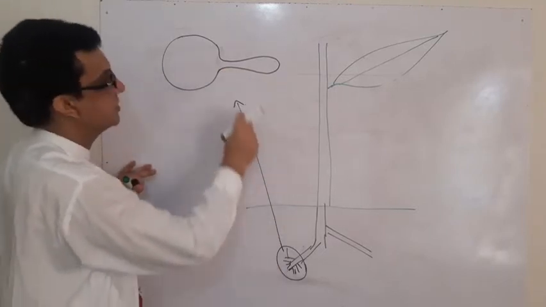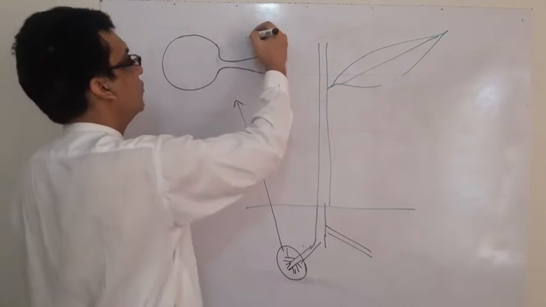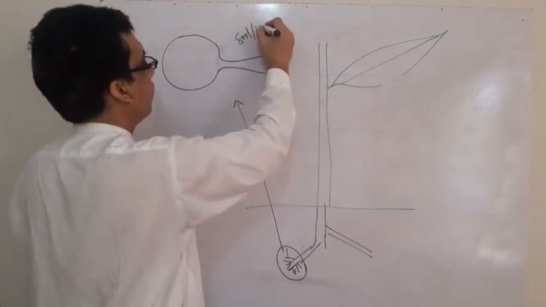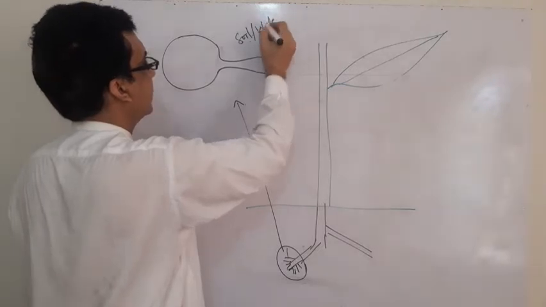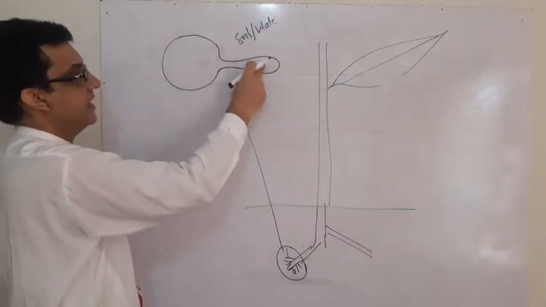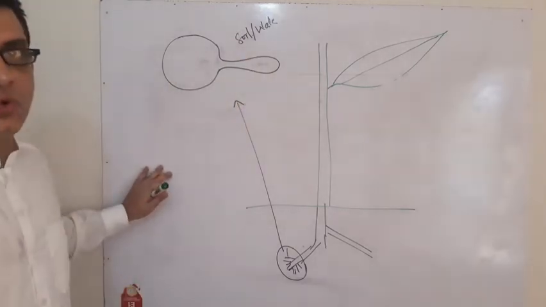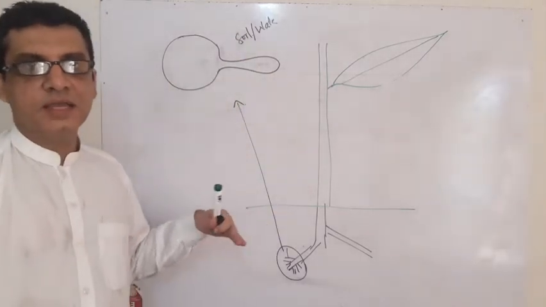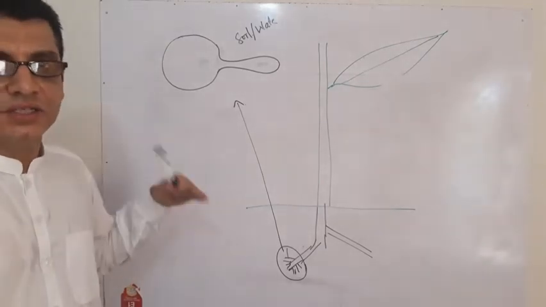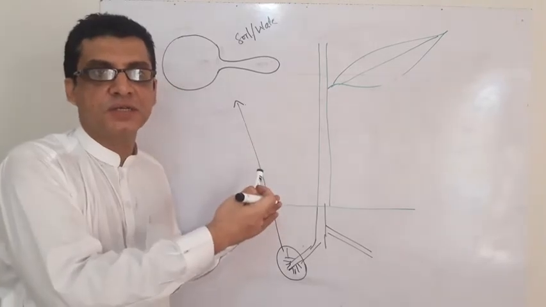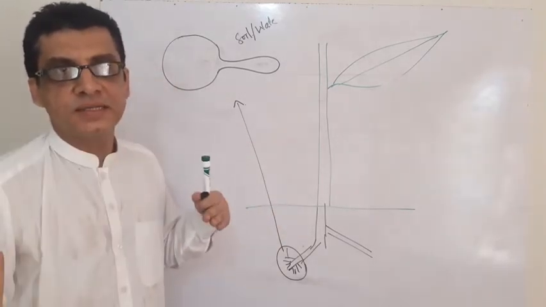This area, so this is the root, and this is the outside environment, soil or water, etc. And this is inside the cell. So in normal plants like mesophytes or xerophytes, the xerophyte we have already discussed and the mesophyte we will discuss in the next topic.